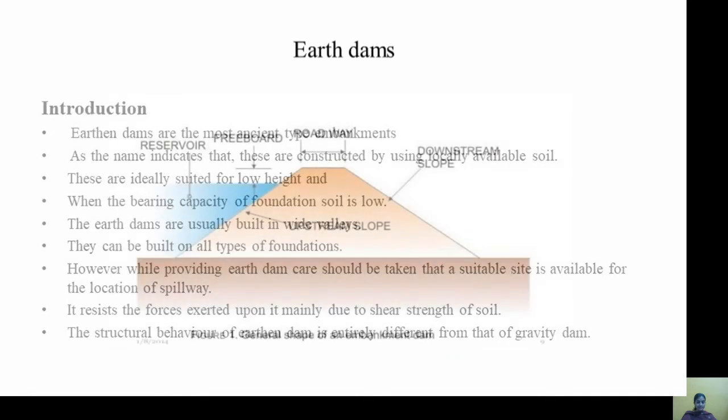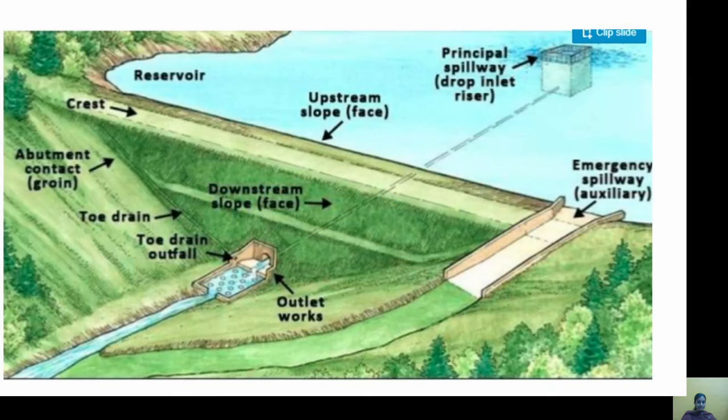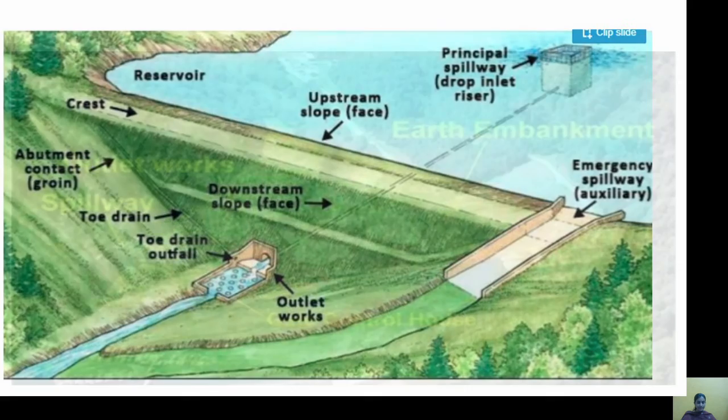So this is the typical cross section of earth dams, where you can see reservoir, freeboard, roadway, upstream side and downstream side. The earthen dams are built on hard impervious strata. These are the parts of earth dams. You can see the two-dimensional view of earth dams: reservoir, crest, abutment, downstream face, upstream face, emergency spill base provided.